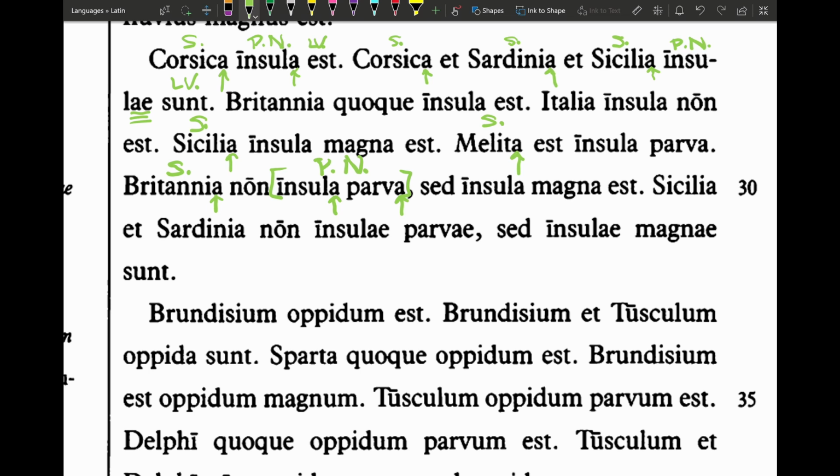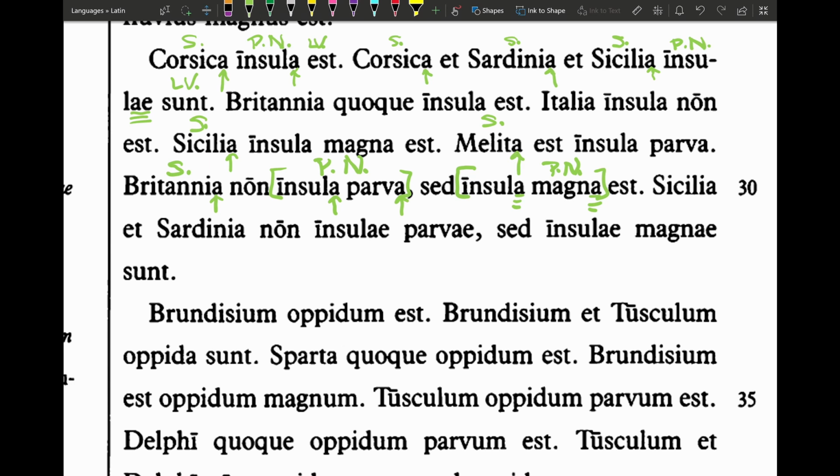Insula parva. And we have another one at the other clause, which forms a predicate nominative. Notice here the agreement that's going on with each of them. So it says Britain is not a small island, but is a large island. That's how you would translate that.